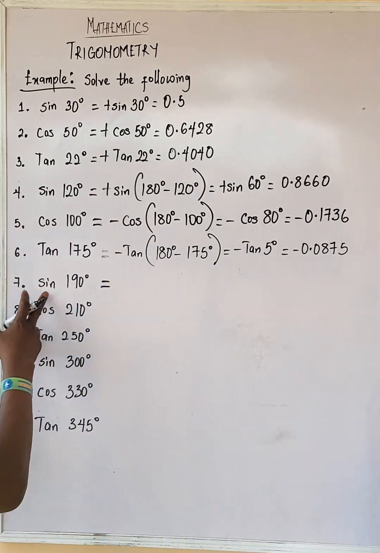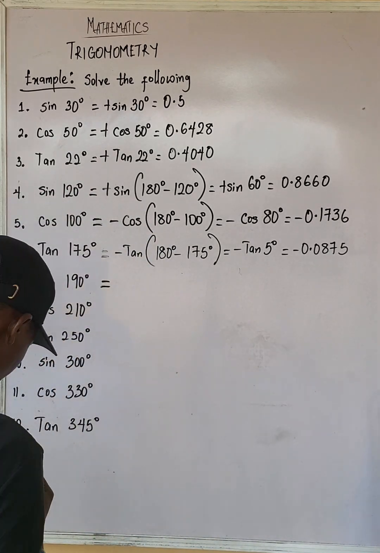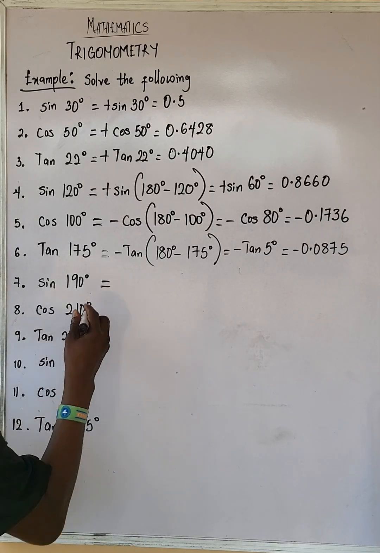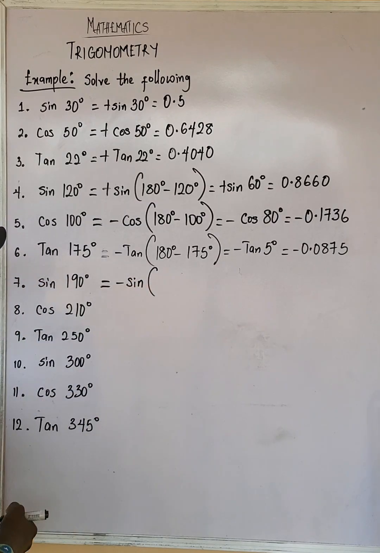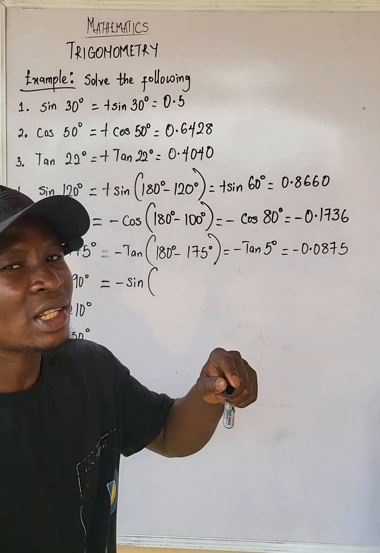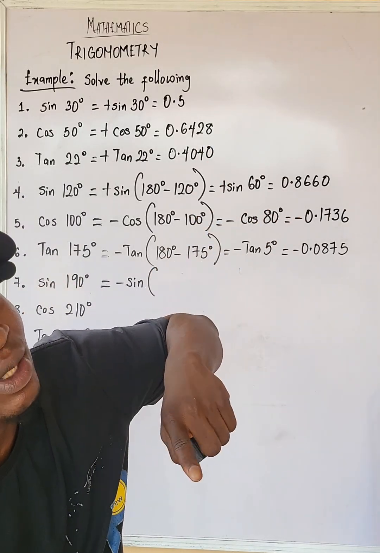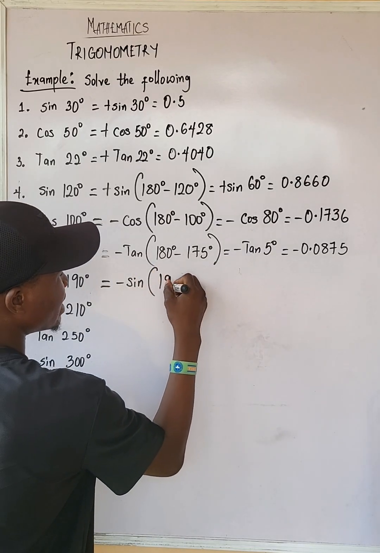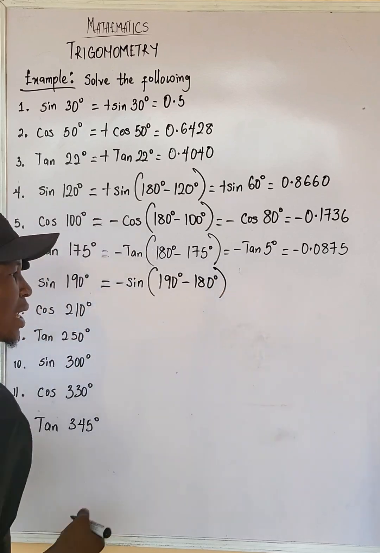So what are we having? Sine. So it's going to be negative. So you say negative sine. So how do you now get the angle? On the third quadrant, it is not 270 minus that angle. Don't go and use 270. It is that angle minus 180. So what is the angle we have? 190 degrees. You say 190 degrees minus 180 degrees. Do you understand?